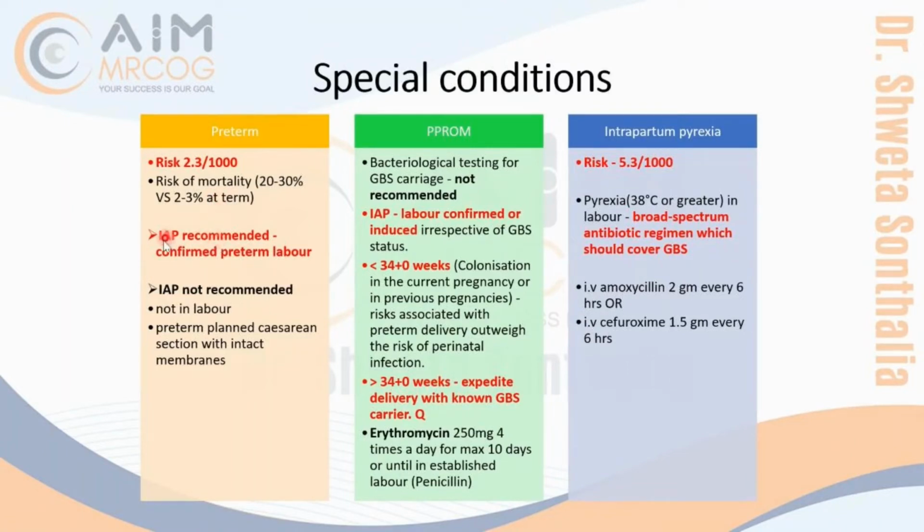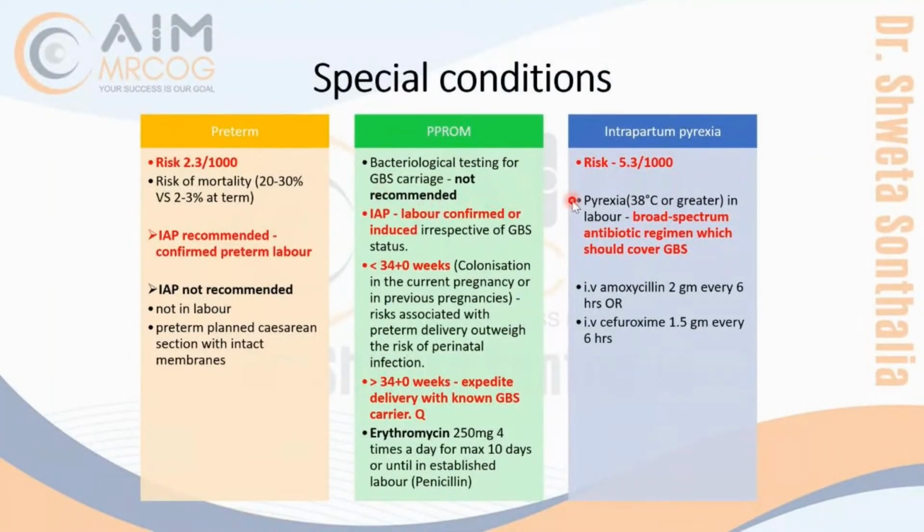If she comes with confirmed preterm labor, you are going to give her prophylaxis. We already saw that for all preterm we are going to give. We are not going to check them. We are not going to do anything. We are going to give them prophylaxis. So all confirmed preterm you are going to give prophylaxis, but you are not going to give prophylaxis if they are not in labor, or if it is a preterm planned cesarean with intact membrane. Definitely, if planned, intact membrane, not in labor, no need. So you will give only in confirmed preterm labor.